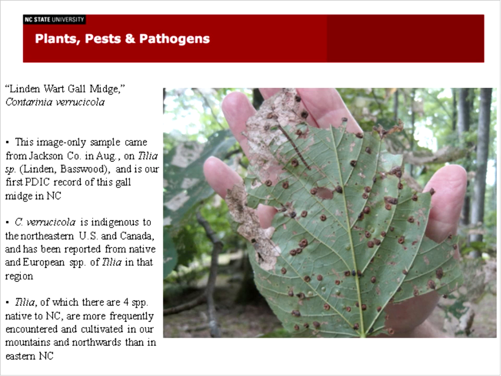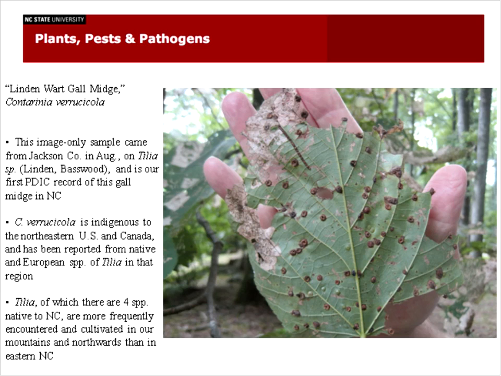Okay, moving along a little bit, the subject of galls, as most of you know, is near and dear to my heart. This particular gall, the linden wart gall midge, Contarinea versicola, was a sample that was submitted as an image, not any physical foliage. It came in last month from Jackson County, and it was on a species of linden or basswood, the genus Tilia. This is the first time we had ever gotten a report of this gall in North Carolina, here in the Plant Disease and Insect Clinic.